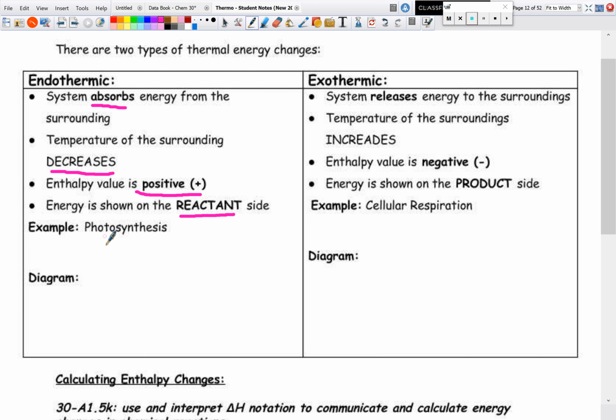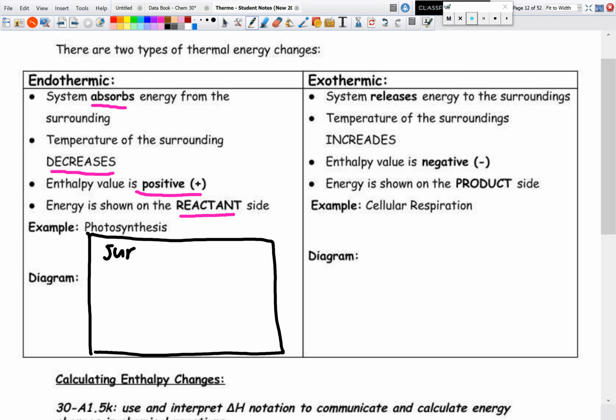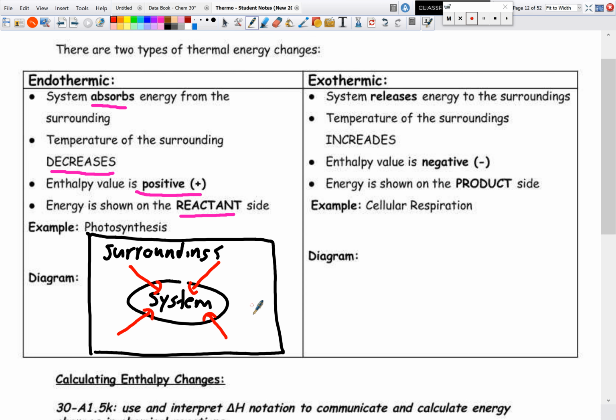Now, just remember an idea of what's going on. Now, this is going to be a very crude diagram of system and surroundings. So in endothermic reactions, energy here is going to be in red. What is happening is that energy is going to leave the surroundings and go into the system. So that's how the system absorbs energy. It's taking it from the surroundings. And here the red arrows are energy.